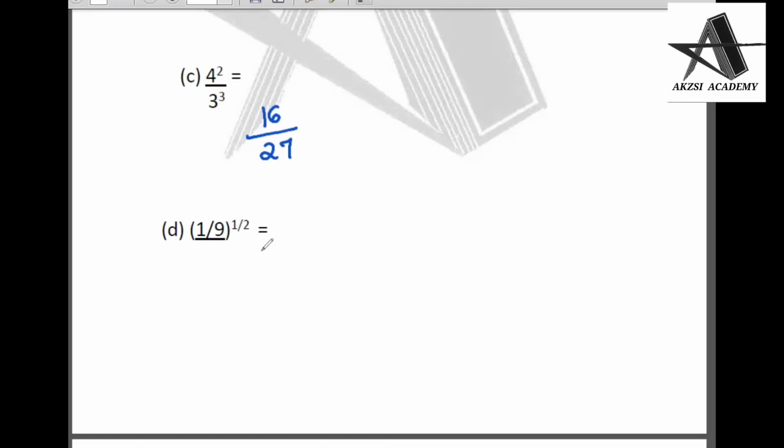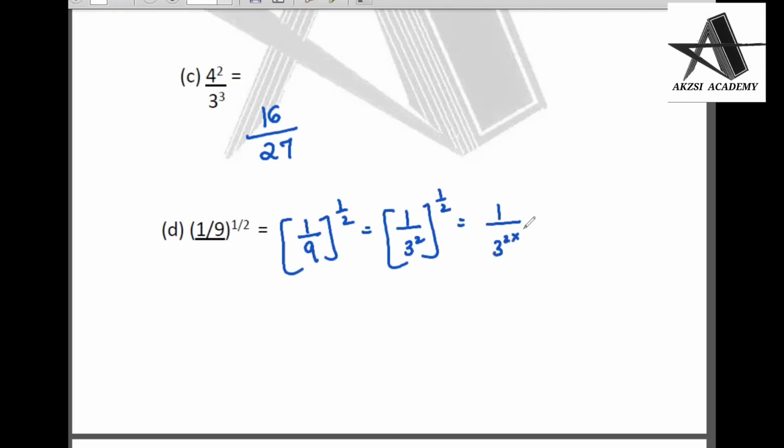Next, 1 by 9 whole to the power of 1 by 2. It's dealing with the fractional power. So 1 over 9 whole to the power of 1 by 2 can be written as 1 over 3 squared whole to the power of 1 by 2. Why have I written this? Because it's simple. Whole to the power of 1 by 2 means 1 to the power of 1 by 2 and 3 squared to the power of 1 by 2. That's why I have put it in a single bracket, because numerator and denominator have the same power. So 1 to the power of any power doesn't matter. Your answer is always 1.